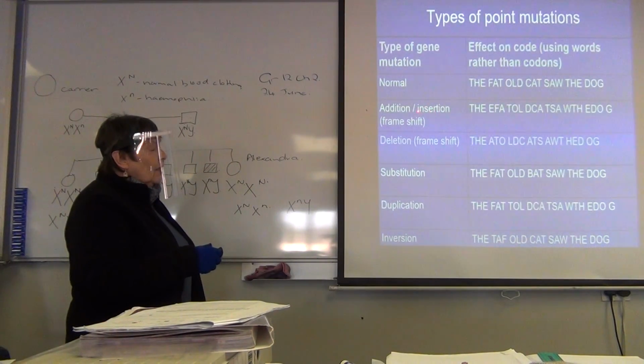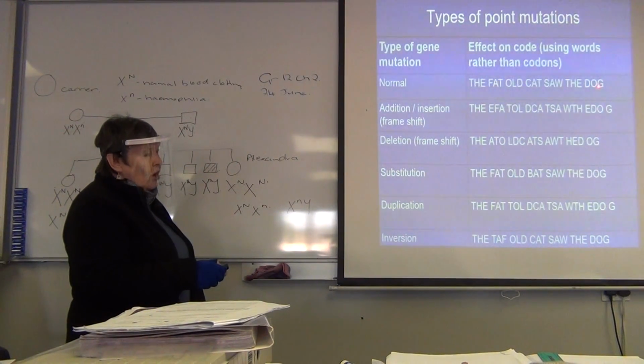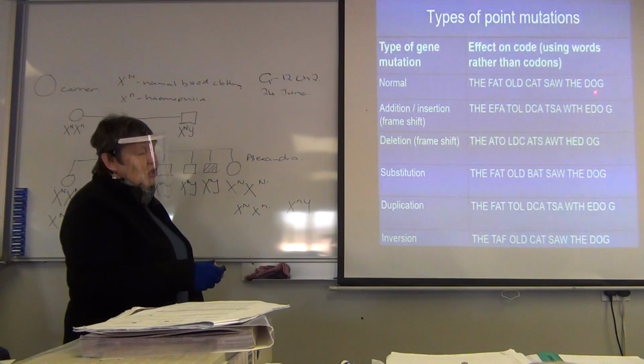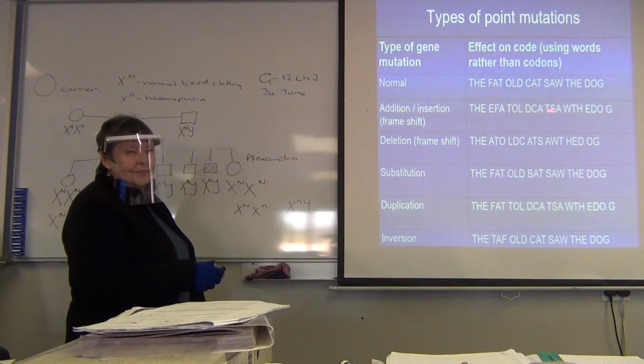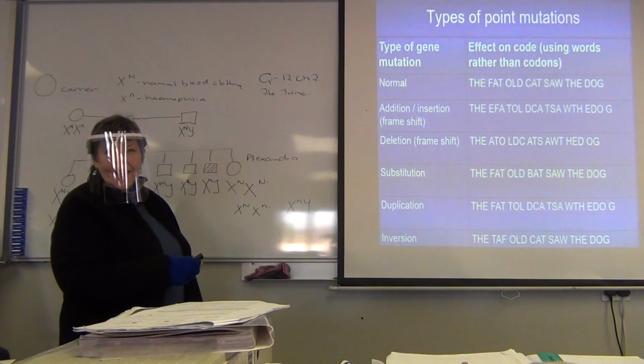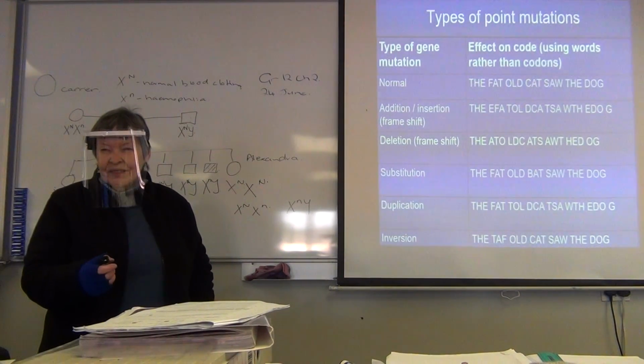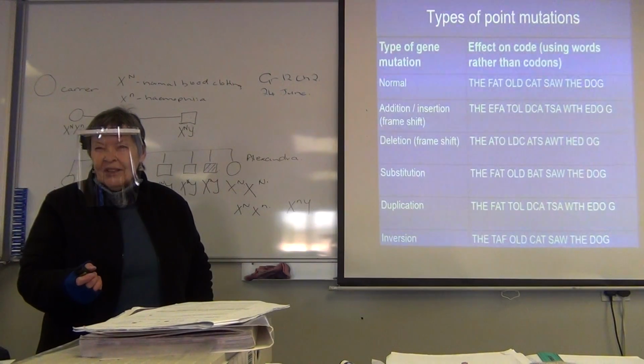Okay, so in an insertion, what happens is an extra nucleotide is added. So if you look here, the fat old cat saw the dog. An insertion would be the, and there's an extra E. Do you see that it changes every, why are my words 3 letters? Because the, what you call, is kept in 3 things when it replicates. I'm sure everybody knew exactly what you meant.